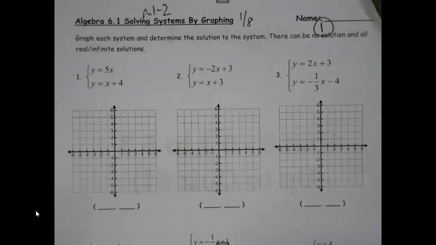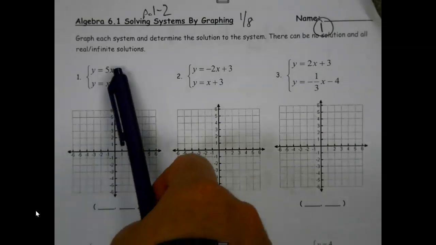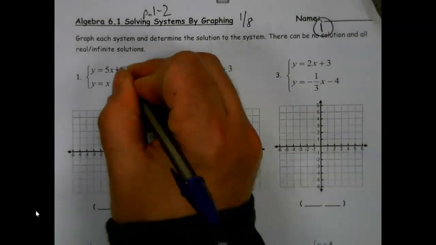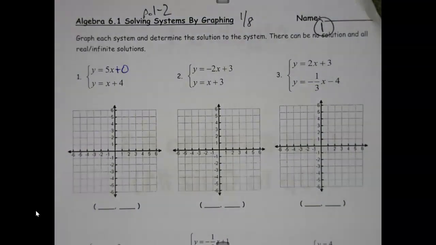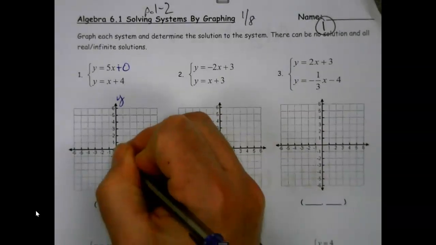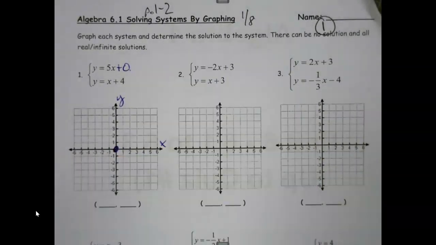No matter which way I'm graphing this, y equals 5x. There's not a y-intercept there. There's not a plus or minus number at the end. What number is there if I don't see one? 0. So I'm going to go ahead and put that in, my y and my x here. So there's my y-intercept of 0.